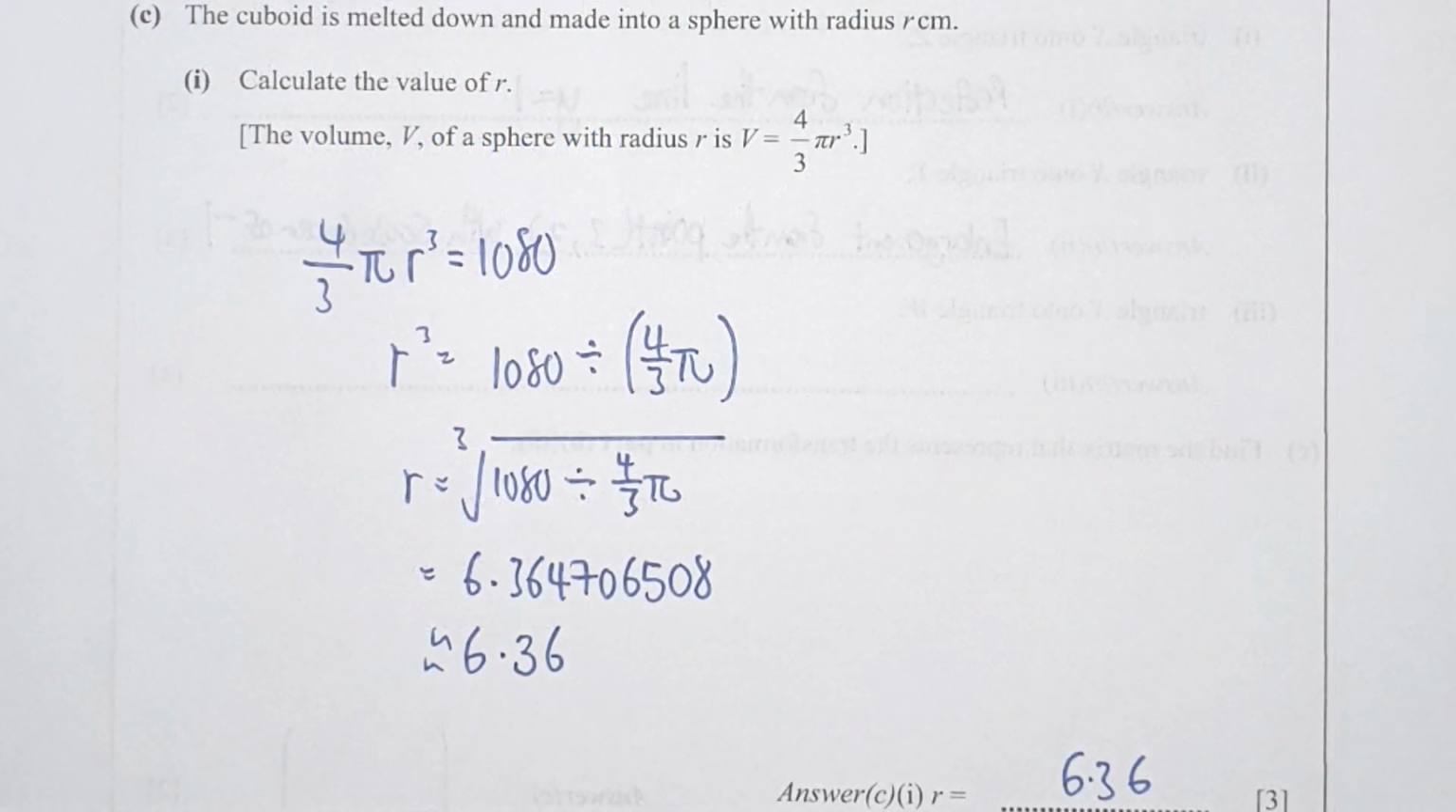As for C part 1, the cuboid was melted down. So 4 over 3 pi r cubed equals 1080. Calculate the r by shifting the 4 over 3 pi to the other side. After the calculation, you will get your result as 6.36.